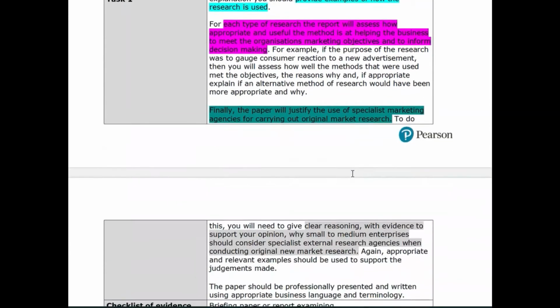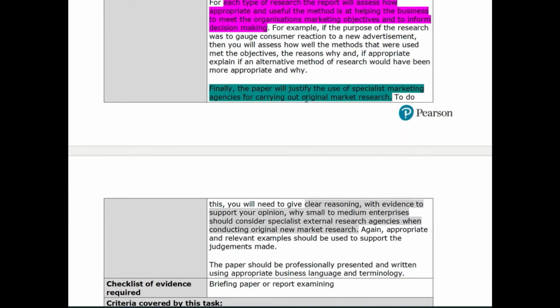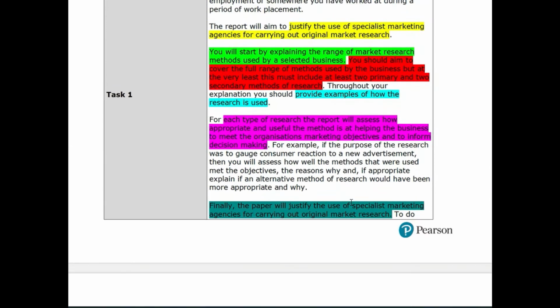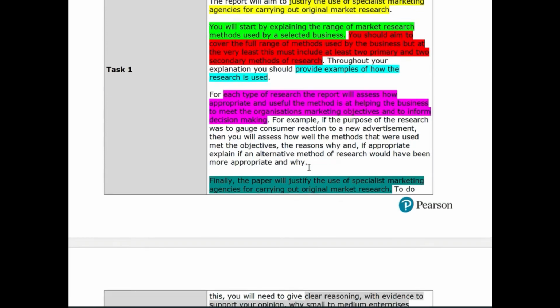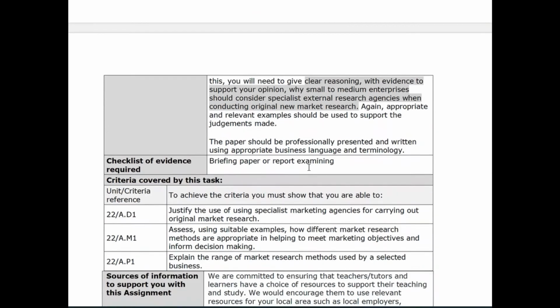And then obviously down here you've got your justification part where your distinction is. Finally, justify the use of specialist marketing research agencies to allow the research. However, we want to focus on this first section here. In other words, what are the objectives? What research do they do? How does it help them? And you have to write a briefing paper.